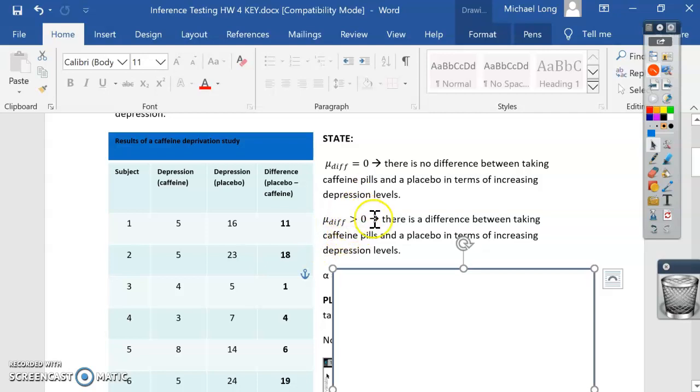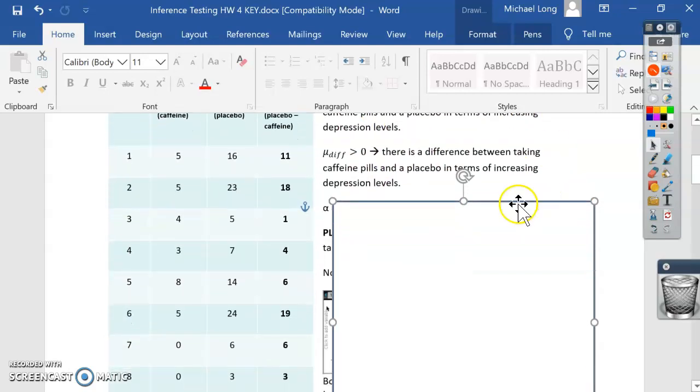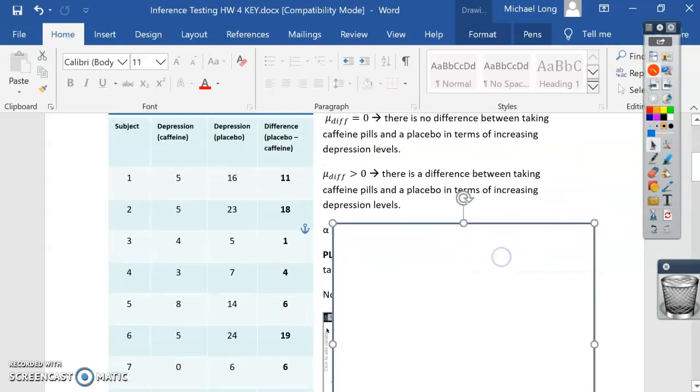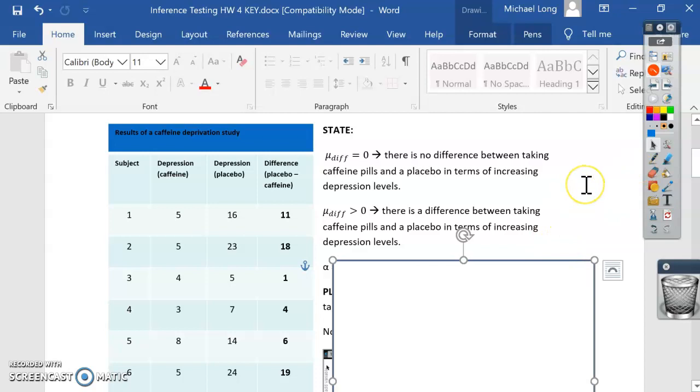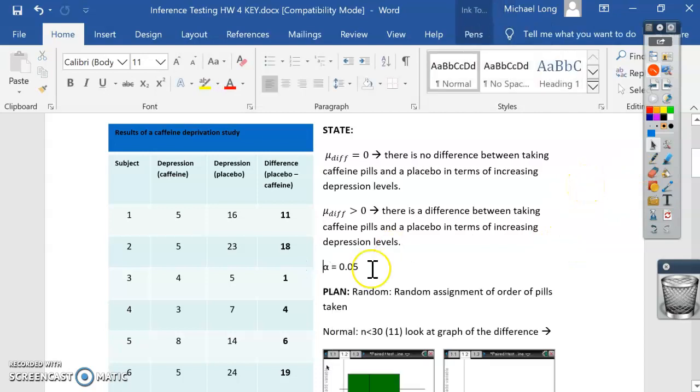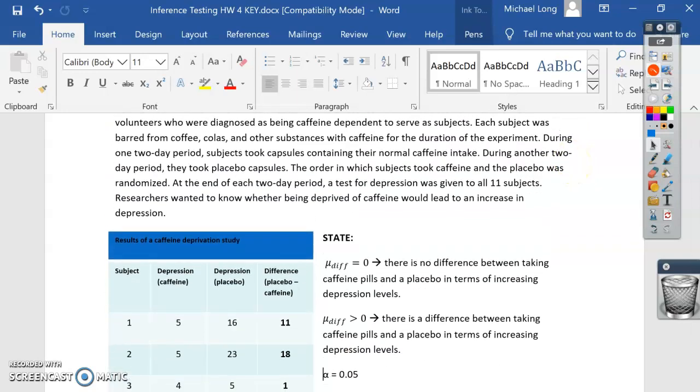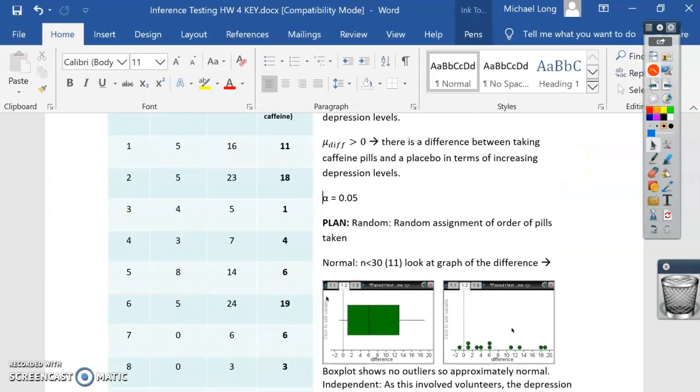And in this problem, we want it to be greater than 0 because we want to show that there's an increase in depression level. Okay, so here's my state. And there's my alpha level, 0.05. Again, it's not given to us, so this is the one that we always use, 0.05.